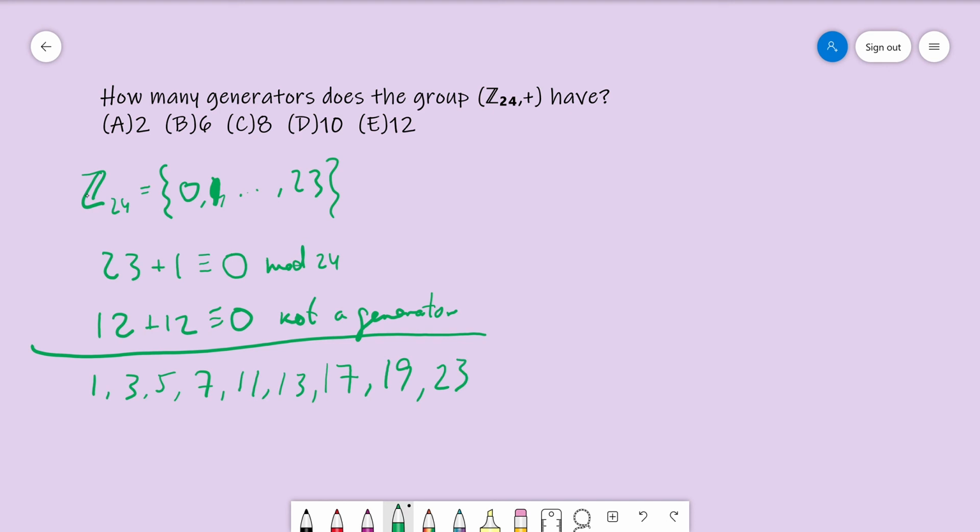All right, so how many do we have? 1, 2, 3, 4, 5, 6, 7, 8, 9. Oh, sorry, 3 is not. I said 3 is not relatively prime. So we have 1, 2, 3, 4, 5, 6, 7, 8. So altogether we have 8 generators.